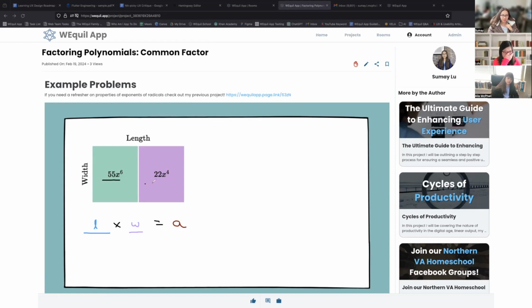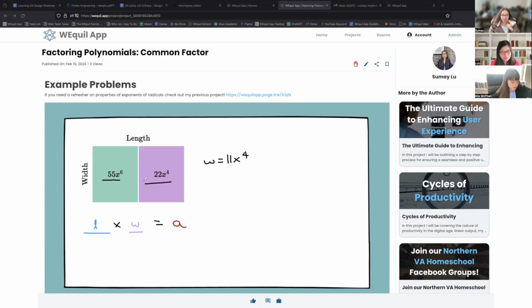2 polynomials. The greatest common factor for 55 and 22 is going to be 11. Both of them are multiples of 11. And so we know that the width is going to be 11 as a base, as a coefficient, and also both of them share the variable x, so we can say x, and then the greatest common factor between both of these is to the power of 4.